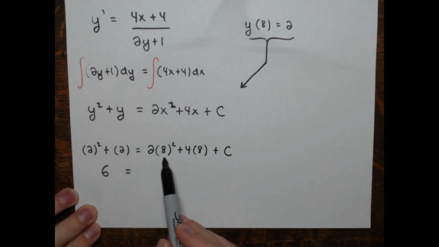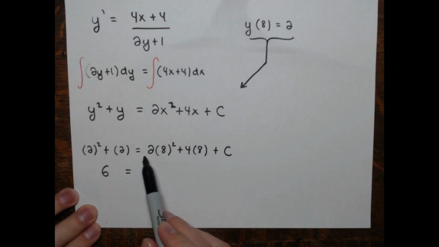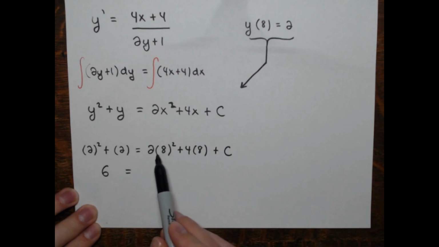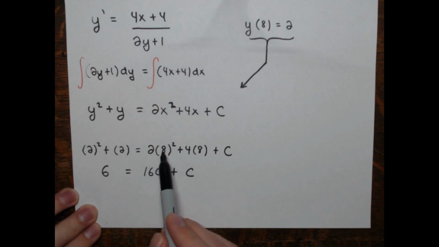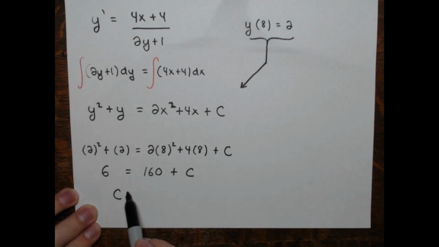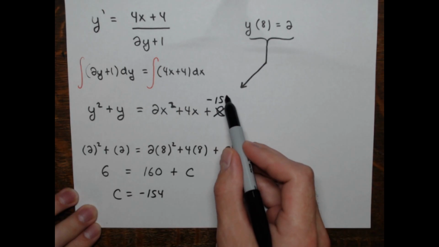The right side is, we can factor 8 out of both of these, and then you'd have 2 times 8 plus 4, you'd have 20 times 8, that's 160 plus c. Or you can do 64 times 2 is 128, plus 32 is 160, whatever, and then subtract 160. So the value of the constant here is negative 154. So I'm just putting that here, right, minus 154.